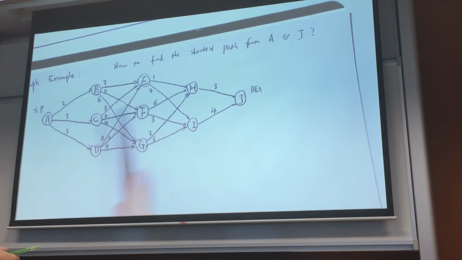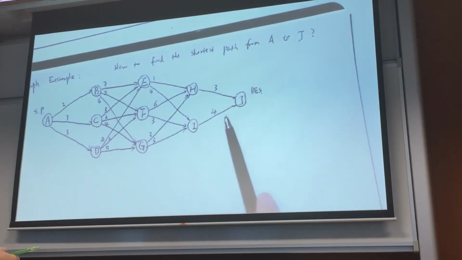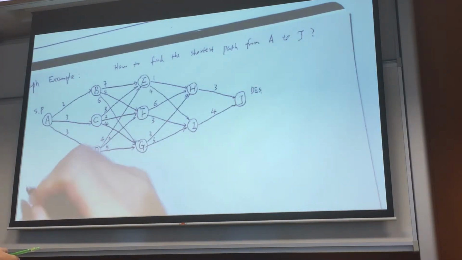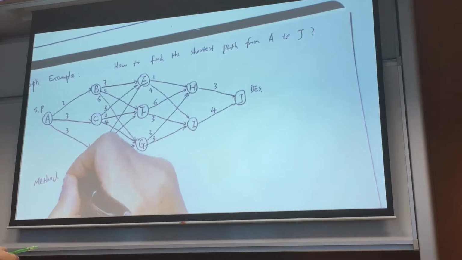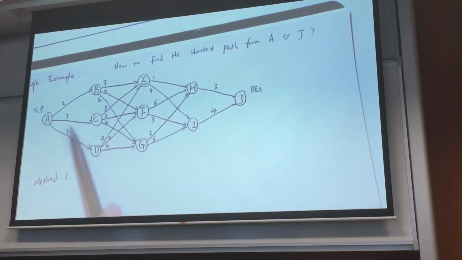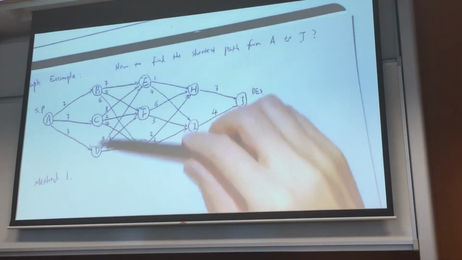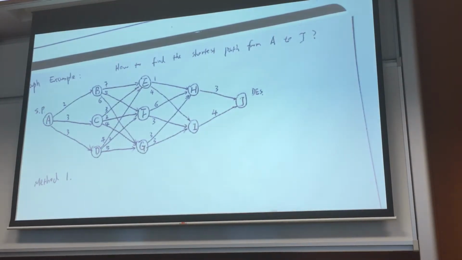So the task is how to find the shortest path. We have all these nodes and all the distances. The first method, the traditional method to solve this problem, is to exhaustively search the entire graph, so we can list all the possible paths.